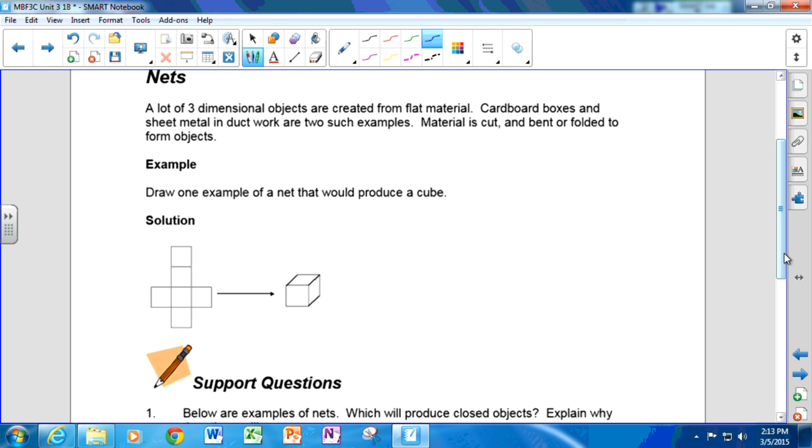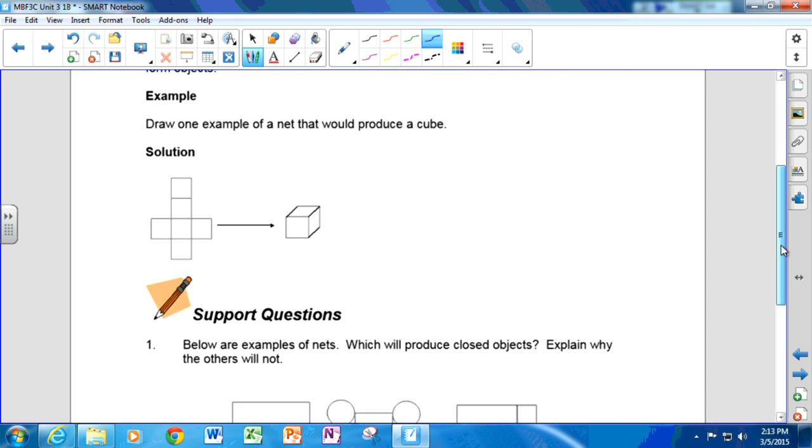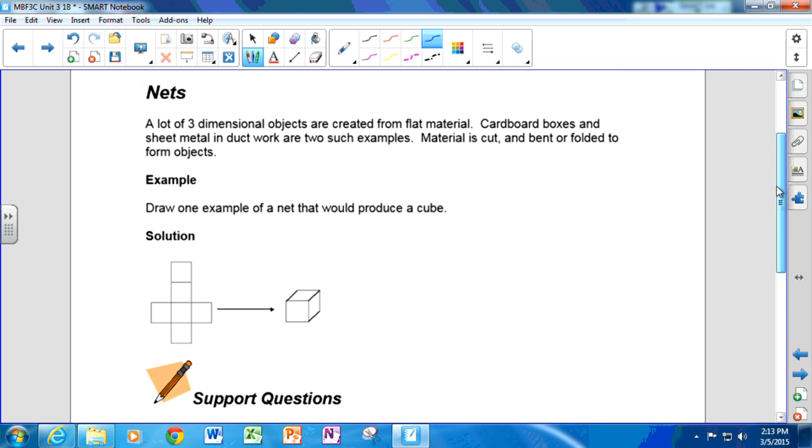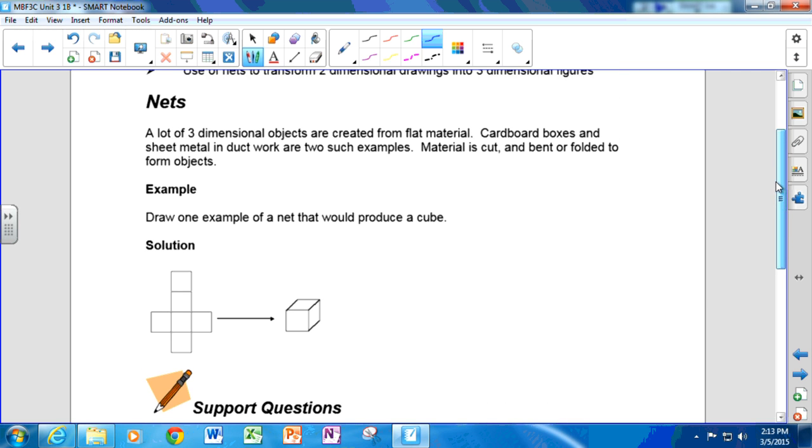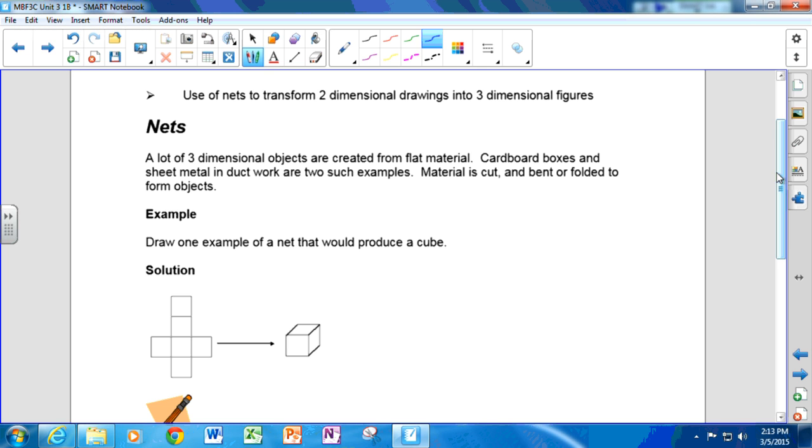So yeah, you get some pretty big nets there. Lots and lots of folding to do. Okay, so what a net is, is a way of viewing a three-dimensional object when it's cut in such a way that you unfold it flat into one piece. Okay, so they're going to show an example of a box here that turns into a cube.